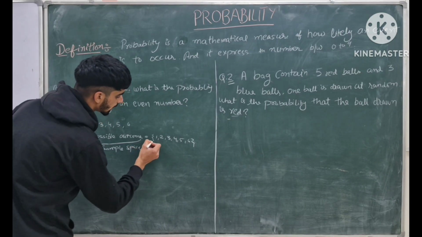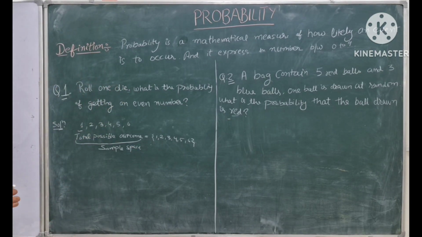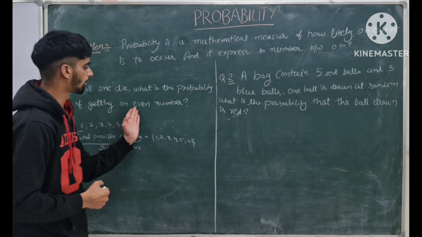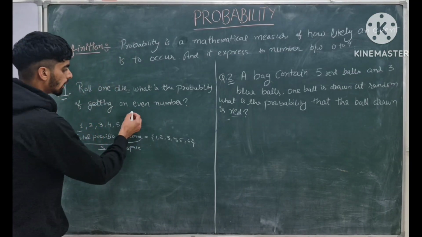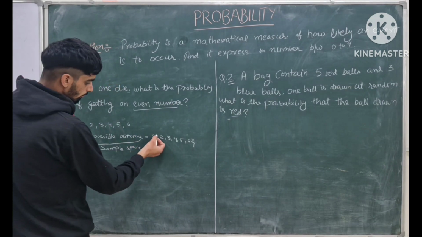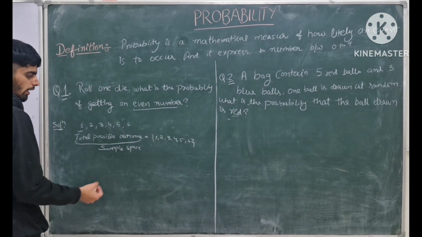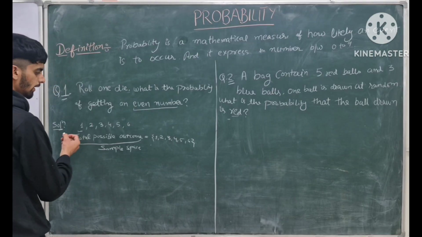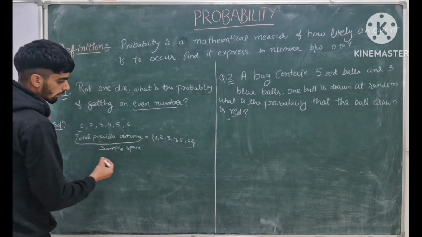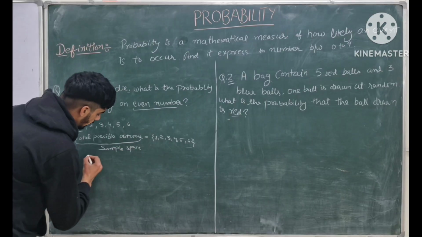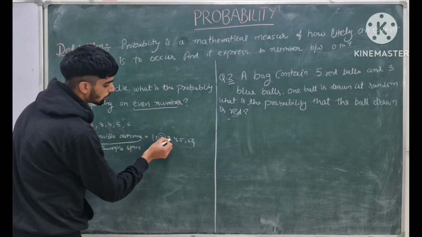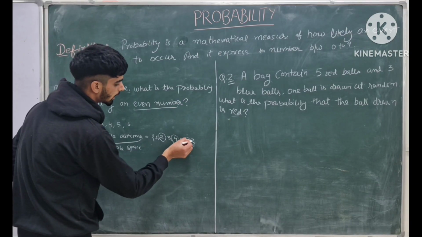Our sample space is 1, 2, 3, 4, 5 and 6. So now what do we want? We want to get an even number. So our event is getting an even number. Let's see here the even numbers. When the experiment occurs, the even numbers on the die are 2, 4 and 6.